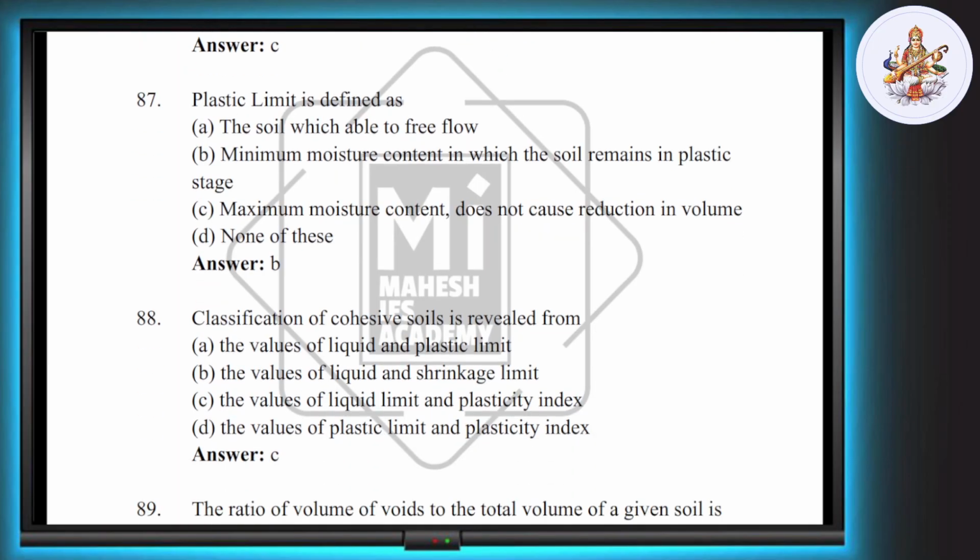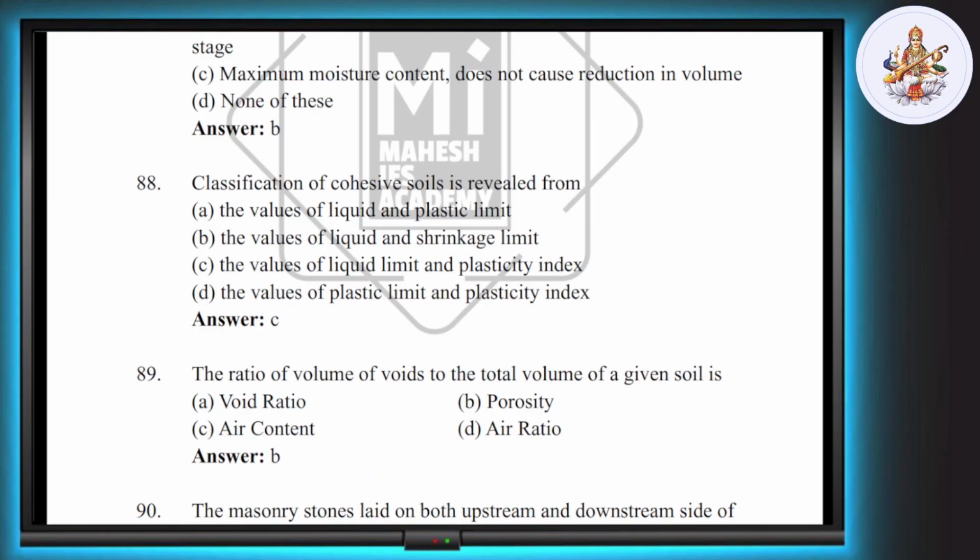Question 88. Classification of cohesive soils is revealed from. Correct answer, C. The values of liquid limit and plasticity index. Explanation. These two values help define the consistency and workability of soil. Liquid limit tells us when soil becomes flowy, and the plasticity index measures its plastic range.